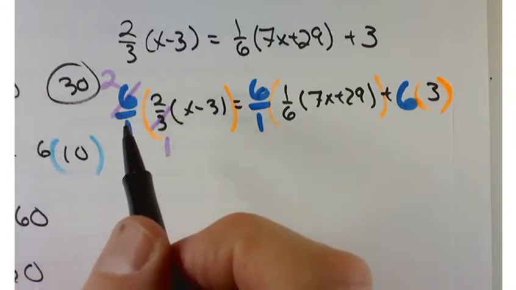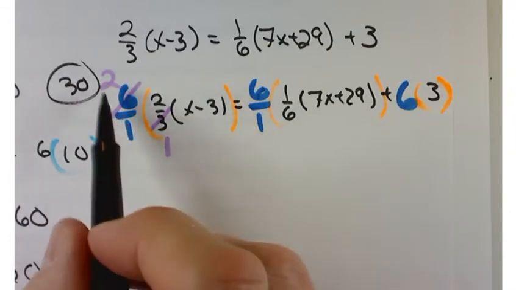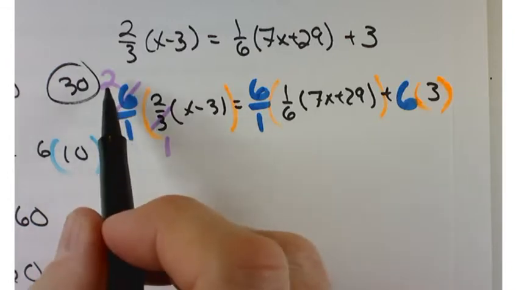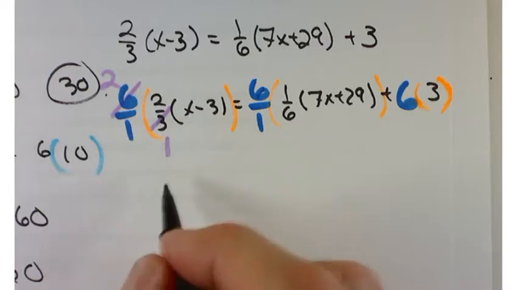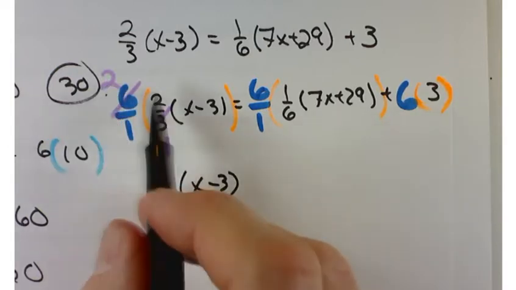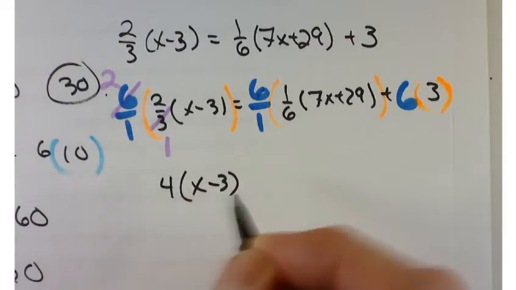Alex? What's left in front of my binomial? I canceled. 3 goes into 6 twice, so I've got 2 here and 2 here. So 2 times 2 would be 4.